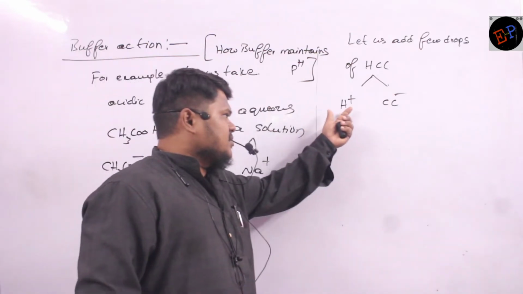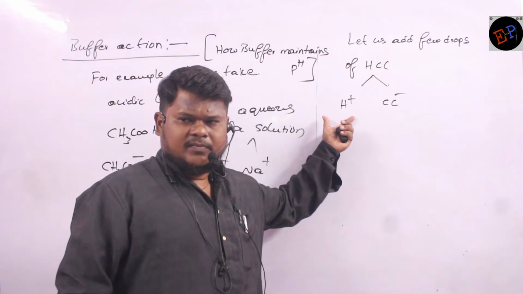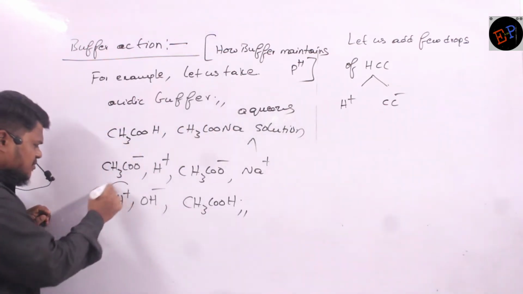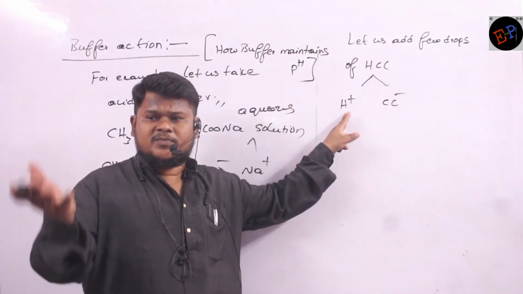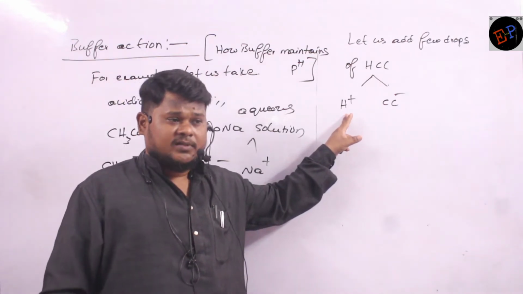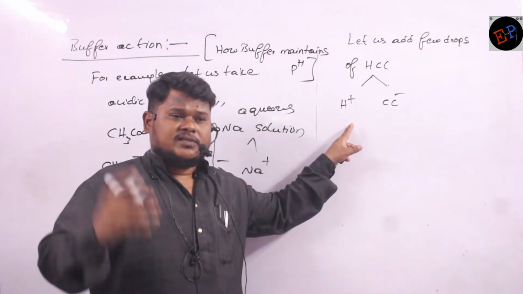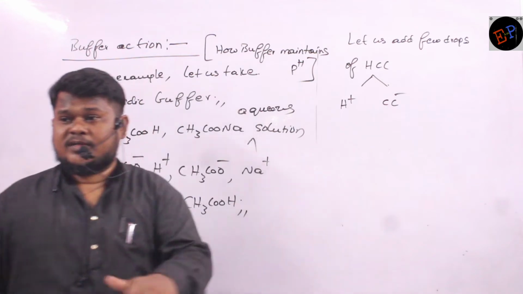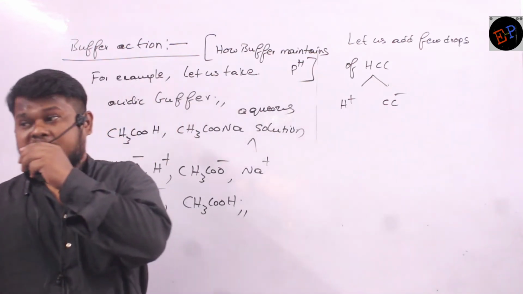When it splits into H plus and Cl minus, what happens to the H plus ion concentration? Already there are some H plus ions. Now there are some additional H plus ions. So the H plus ion concentration increases. What happens to the nature of the solution? The acidic nature of the solution increases. If acidic nature increases, what happens to the pH? The pH value should decrease. But a buffer must maintain its pH.